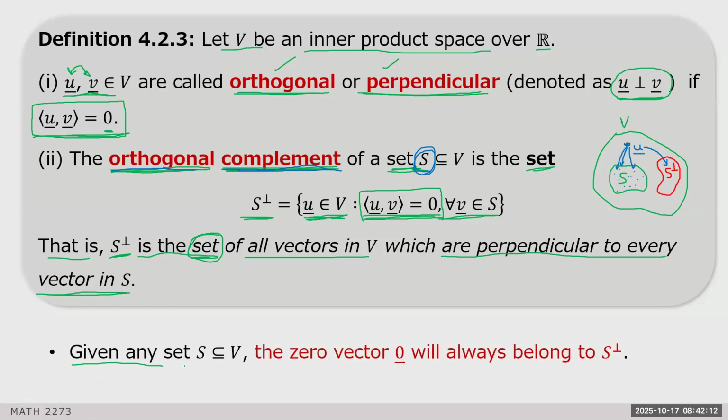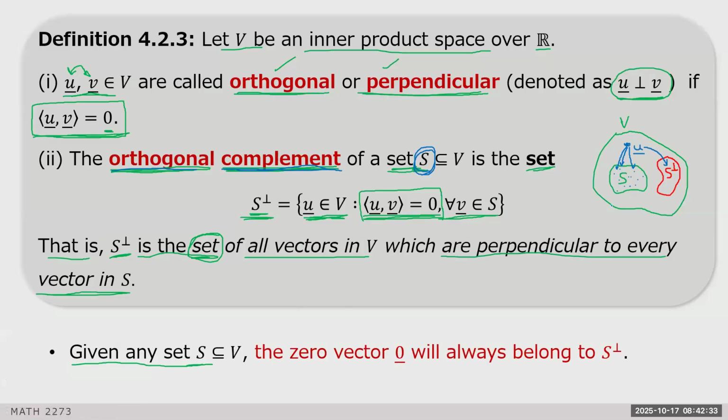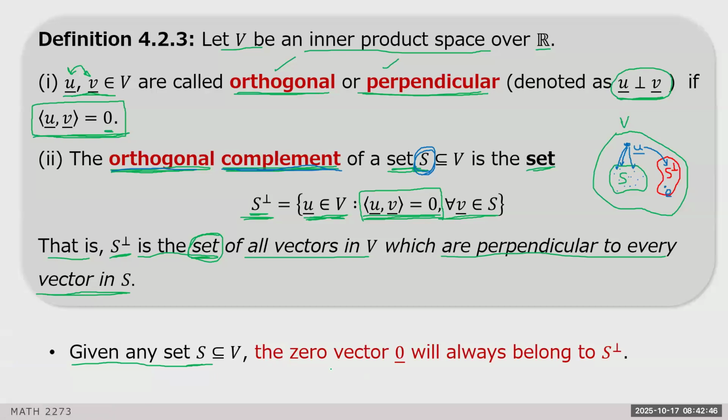Okay, so I put over here, given any set. Now the question is, if I give you any set, could the orthogonal complement ever be the empty set? Or does the orthogonal complement at least contain something in it? And the answer is yes, the orthogonal complement will always contain the zero vector. No matter what set you give me, the zero vector will always belong to the orthogonal complement.